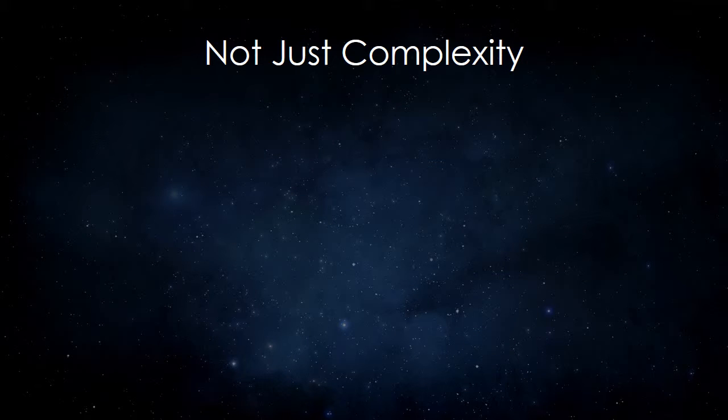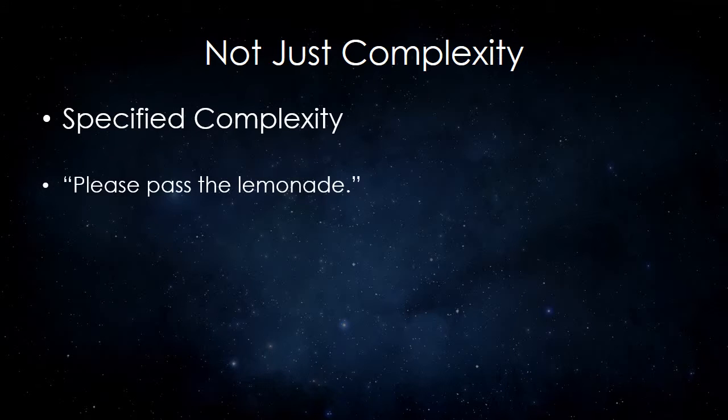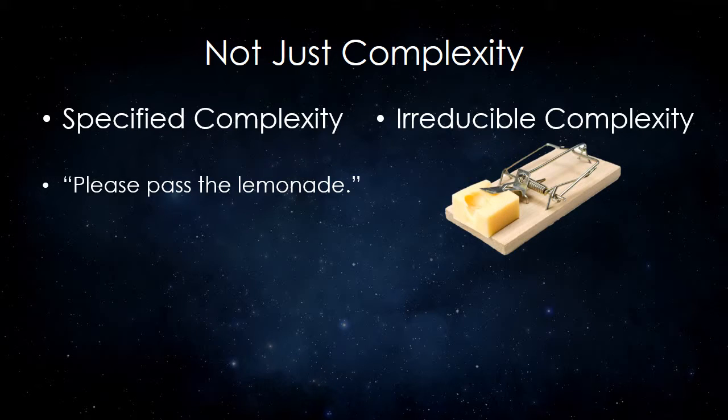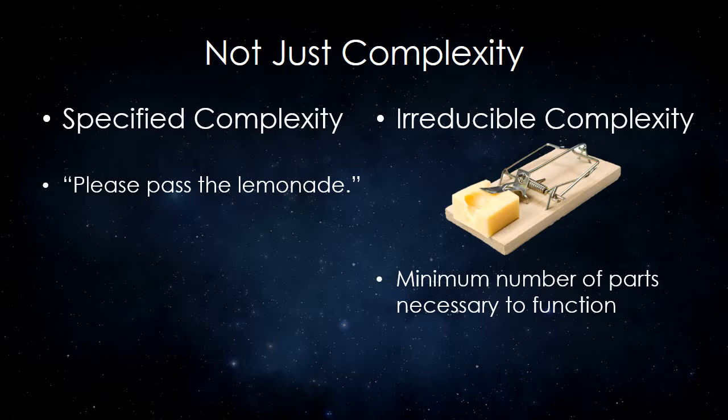We have seen that it requires more than just complexity to infer design. Specified complexity is necessary. Another kind of complexity that is necessary to infer design is irreducible complexity. In order for something like this mousetrap, for example, to be irreducibly complex, it must have a certain minimum number of parts to be able to function, and all those parts must be present simultaneously.